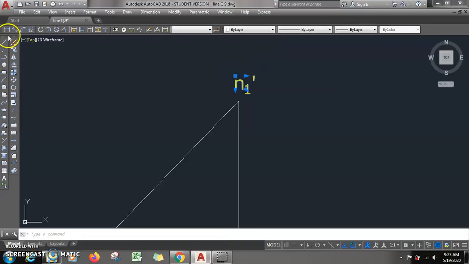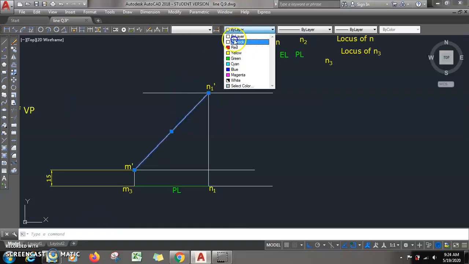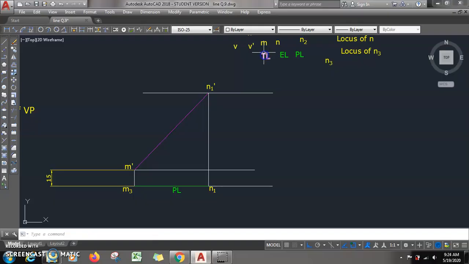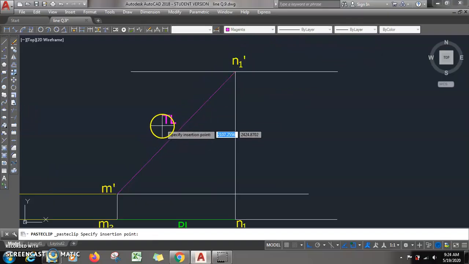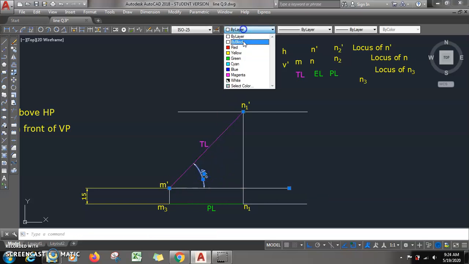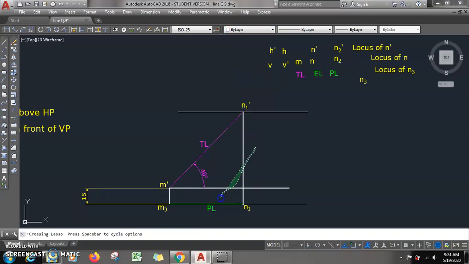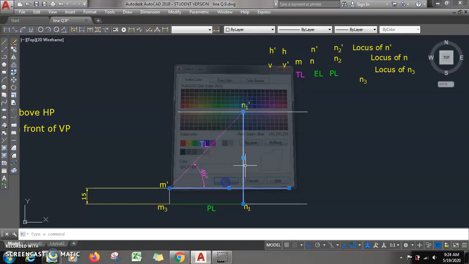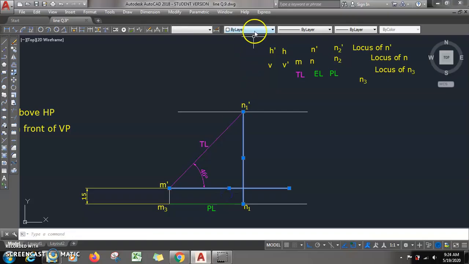From N1 dash, whatever line is passing will be called the locus of N dash. This length is the true length, and the angle of this line is theta, which is equal to 46 degree. All these lines are projector lines, which I show by a different color code.